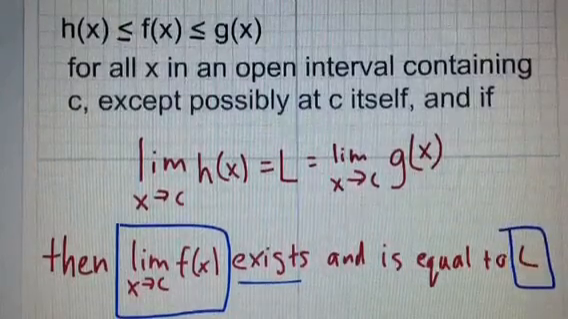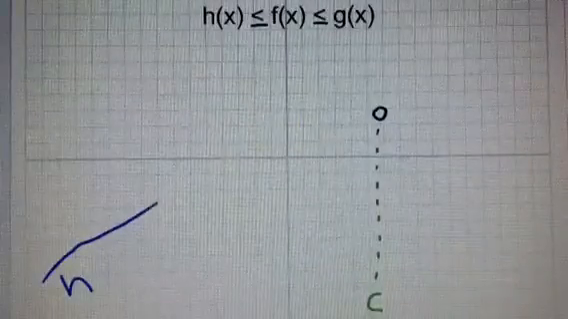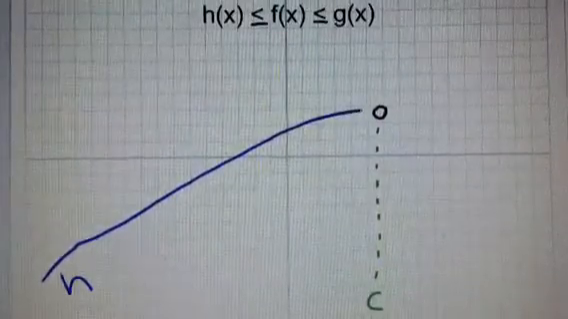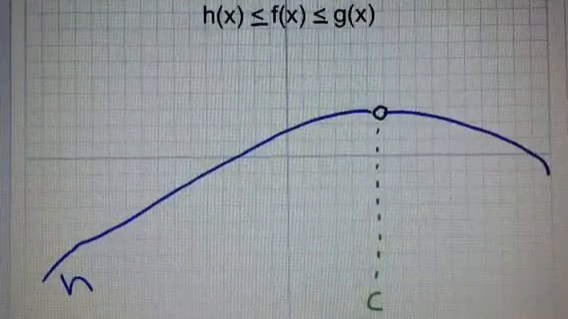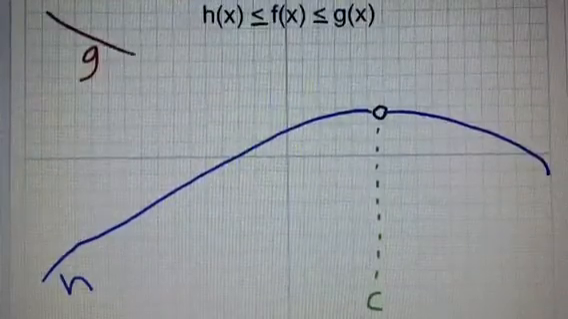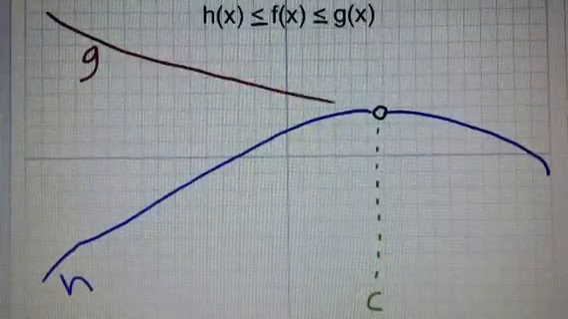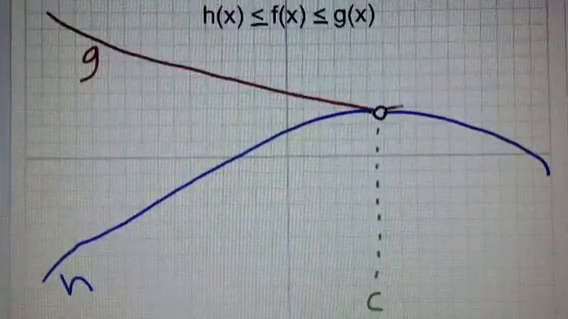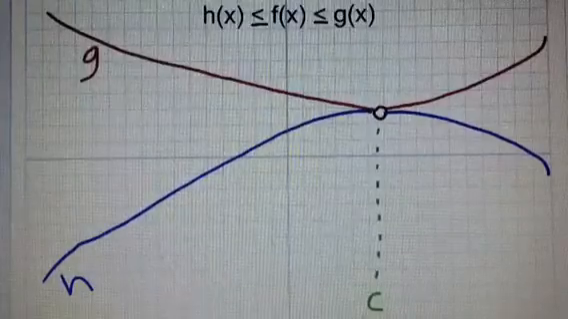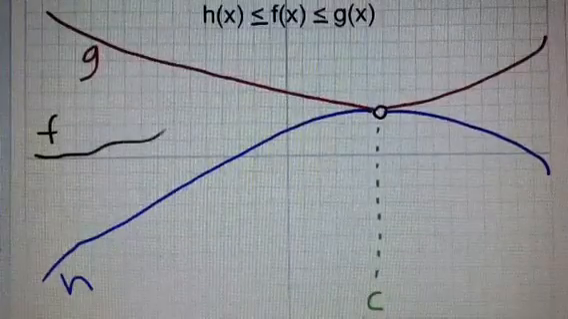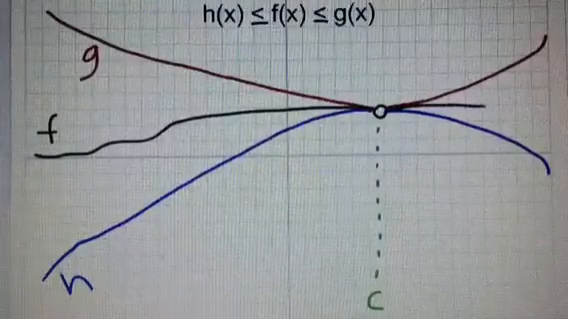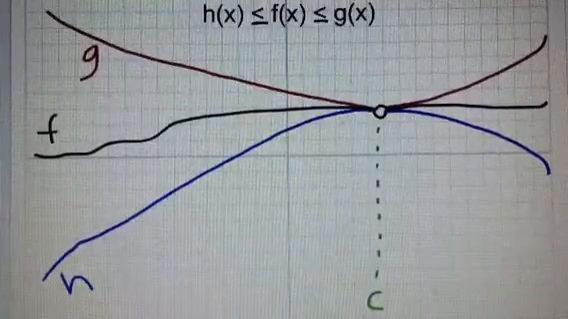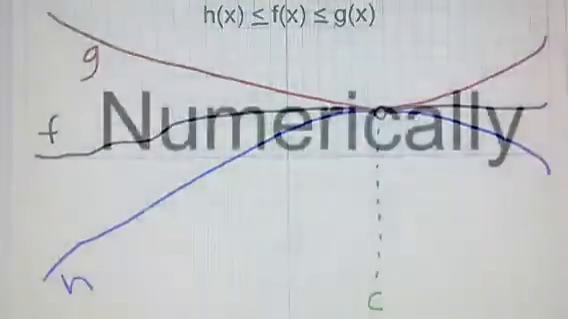We can see this graphically. We can see h of x approaching c. And we can see g of x also approaching c. And since f of x is in between the two functions, then we know that the limit of f of x exists, according to the squeeze theorem. Also take notice that all of the functions approach c and not that they necessarily have to equal c.